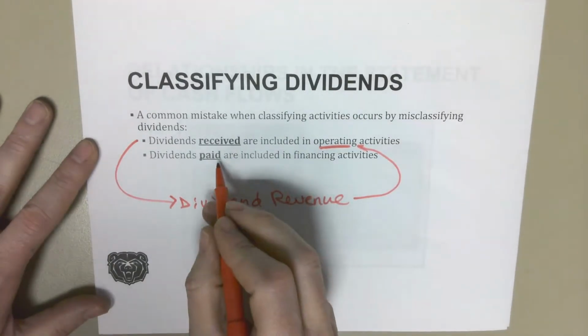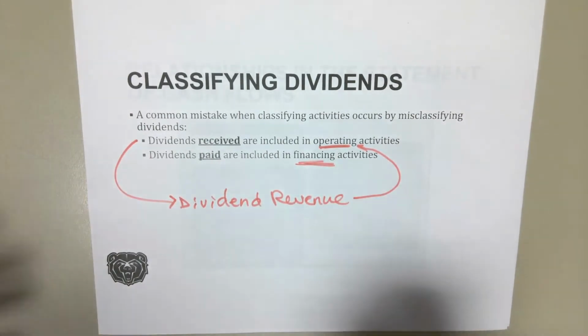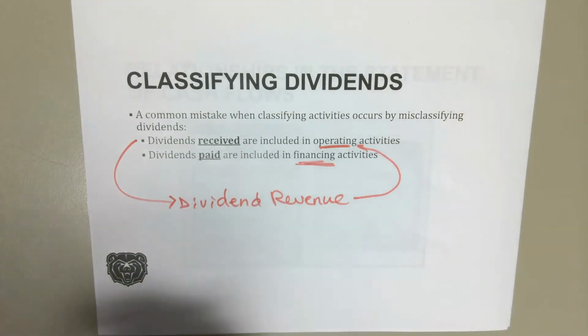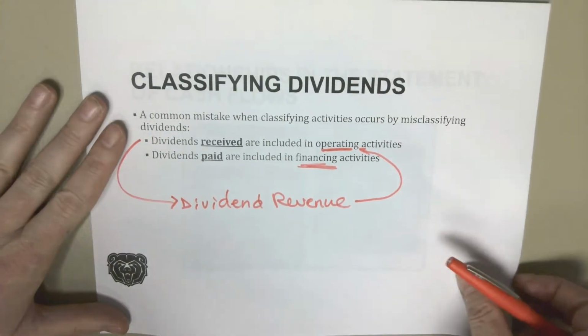If you are paying dividends, that's a financing activity. We are servicing, it's not really that we're servicing a debt, but we are paying out that reward to our investors, right? We are giving them that cash reward for investing in our company, okay? So if you're receiving dividends, they're operating. If you're paying dividends, they are financing.